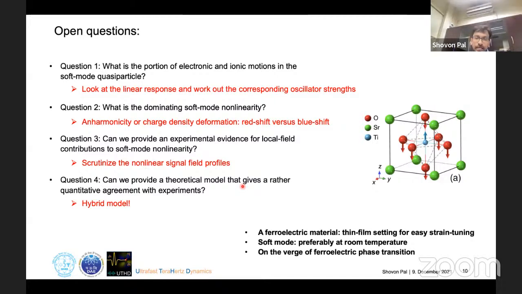For this, the system we took was a ferroelectric system, a thin film system that we can easily strain tune to bring about a couple of factors. Number one, we want a soft mode that would be our target for looking at all these answers, and preferably at room temperature to avoid complications in the experiments. The other thing would be to look at the ferroelectric phase transition. We would like to strain tune in a way that we are in this ferroelectric phase transition region, such that the light pulse can easily change the transition from one phase to the other, or we are closely into this unstable point of the phase diagram.